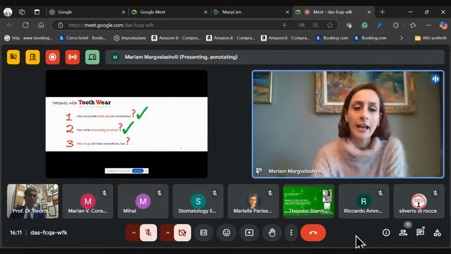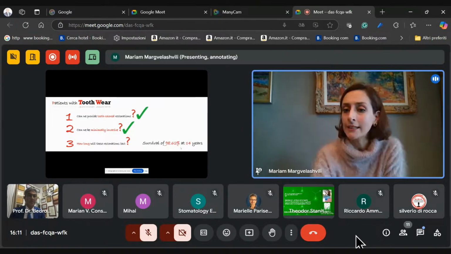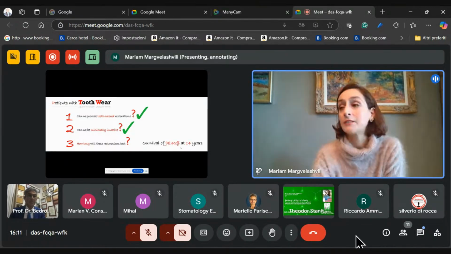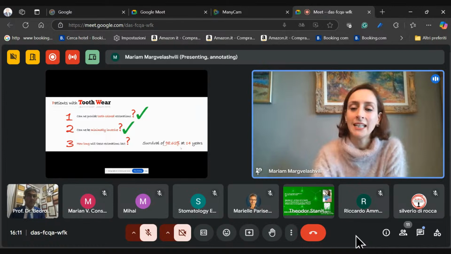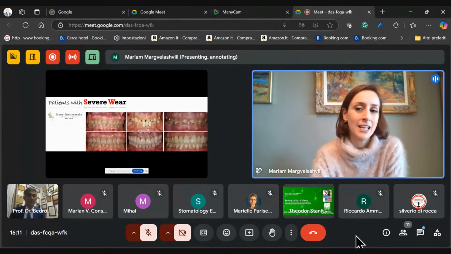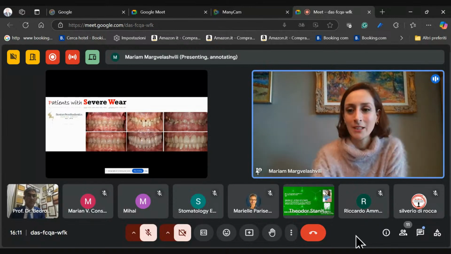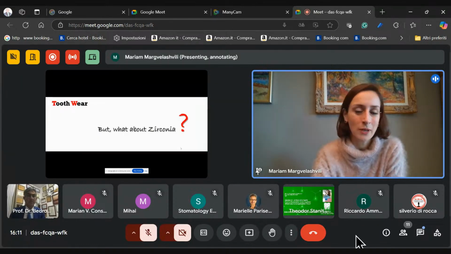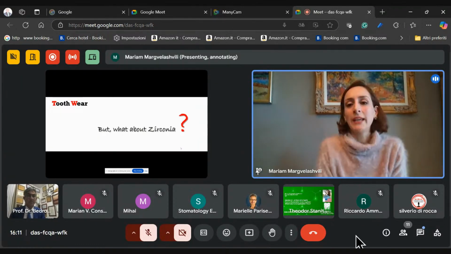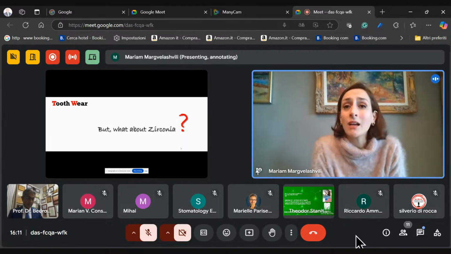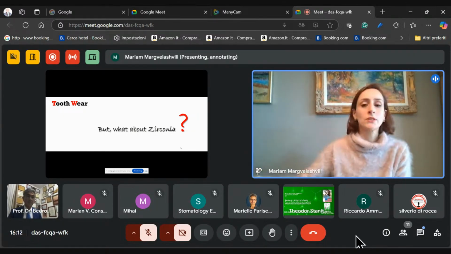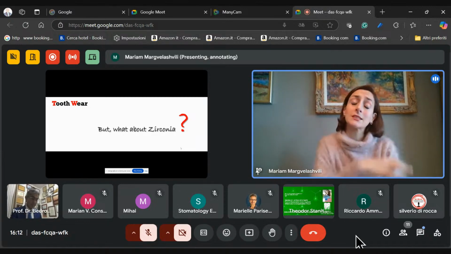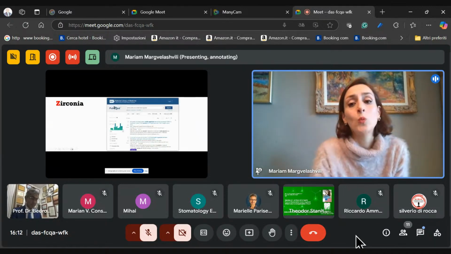Can we be minimally invasive? Yes. And how long will it last? The survival at 14 years is 98.6%. So these are all the patients that were included in the study, and they've been with lithium disilicate restorations. And I had to make a few slides about zirconia because when we talk about severe wear patients, I think automatically we tend to choose zirconia. So I said, okay, let's look at the survival of zirconia.